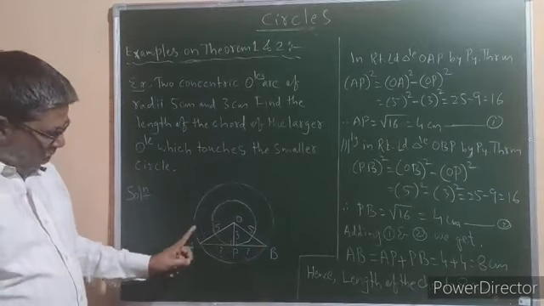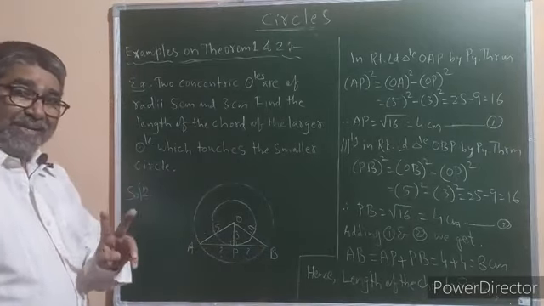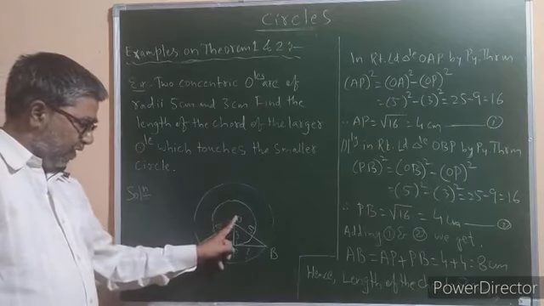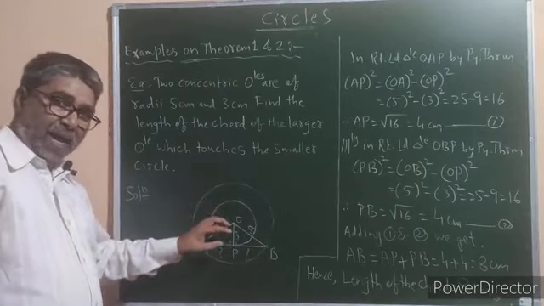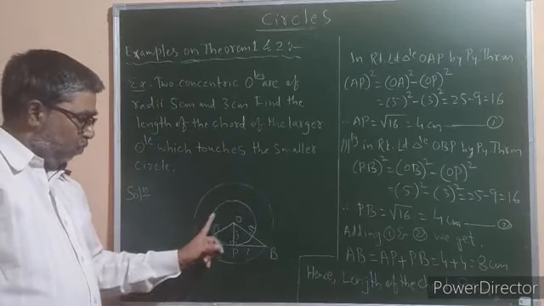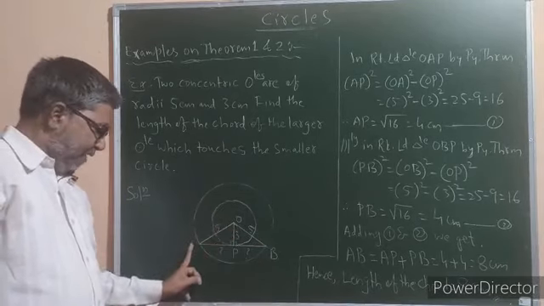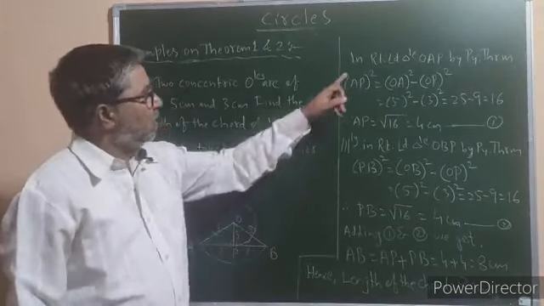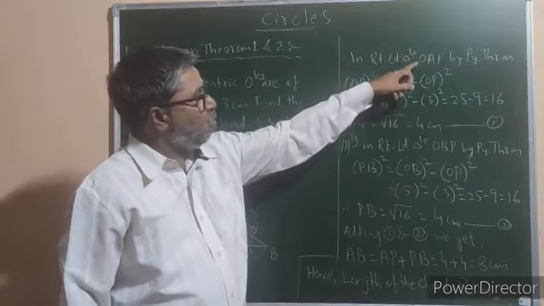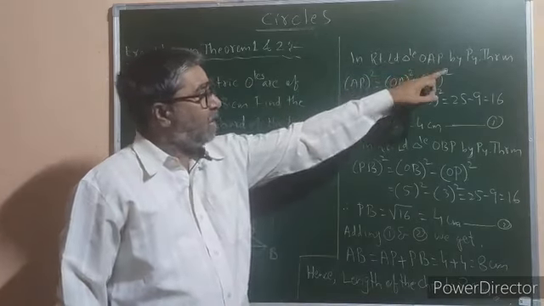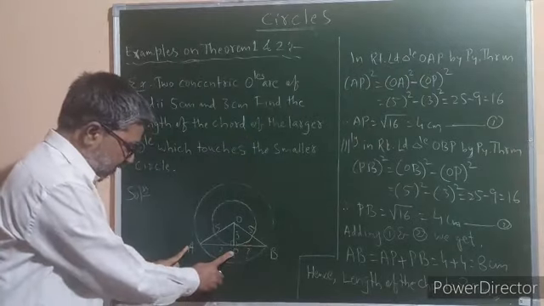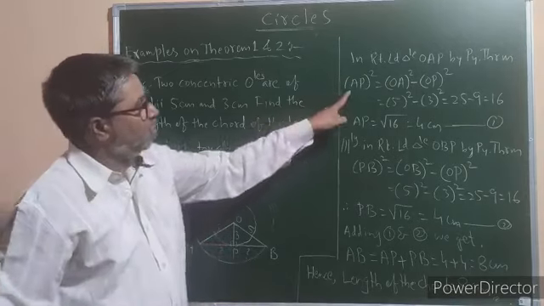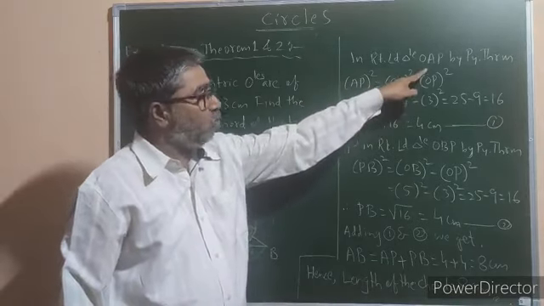So in this figure we are observing two right angle triangles. One is triangle OAP, another one is triangle OBP. So let us apply Pythagoras theorem for both the triangles and find the lengths of AP and PB respectively. So solution, in right angle triangle OAP, by applying Pythagoras theorem, AP square is nothing but AO square minus OP square. So AP square is equal to OA square minus OP square.